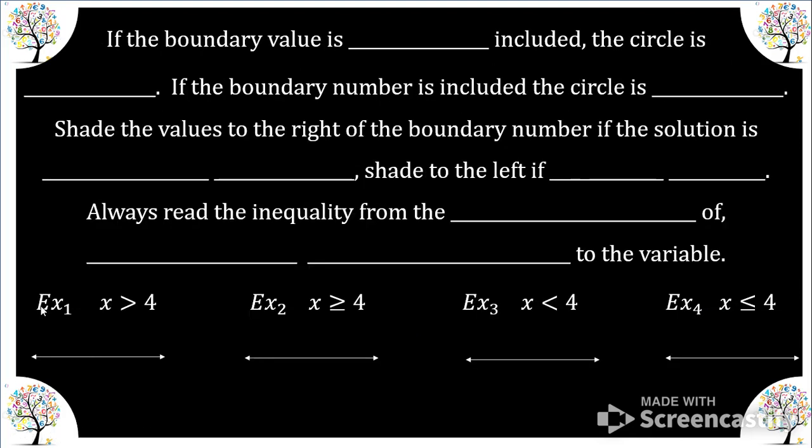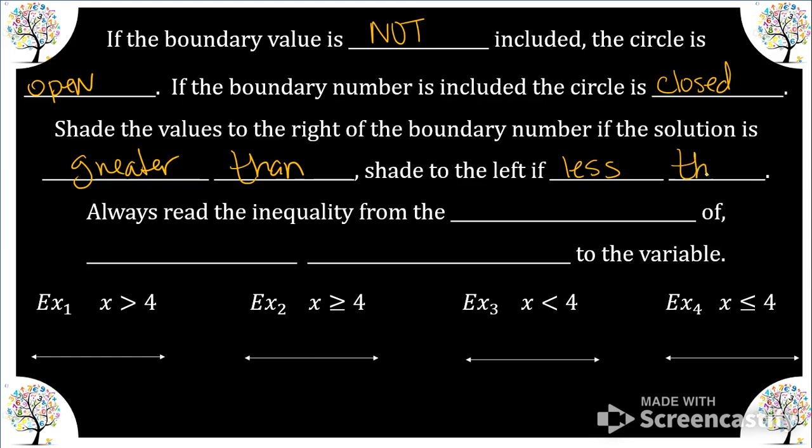If the boundary value is not included, the circle is open, meaning that value is not part of the solution set. If the boundary number is included, the circle is closed. Shade the values to the right of the boundary number if the solution is greater than. Shade to the left if less than.